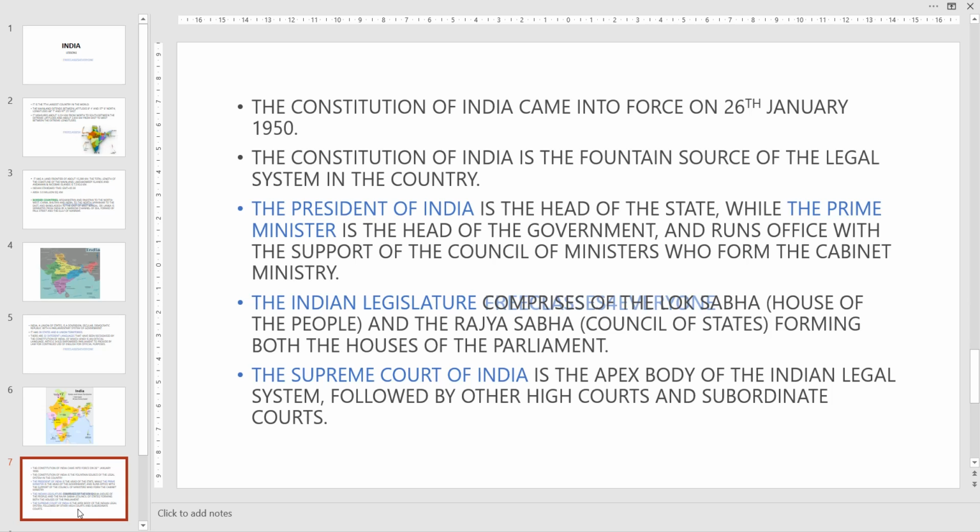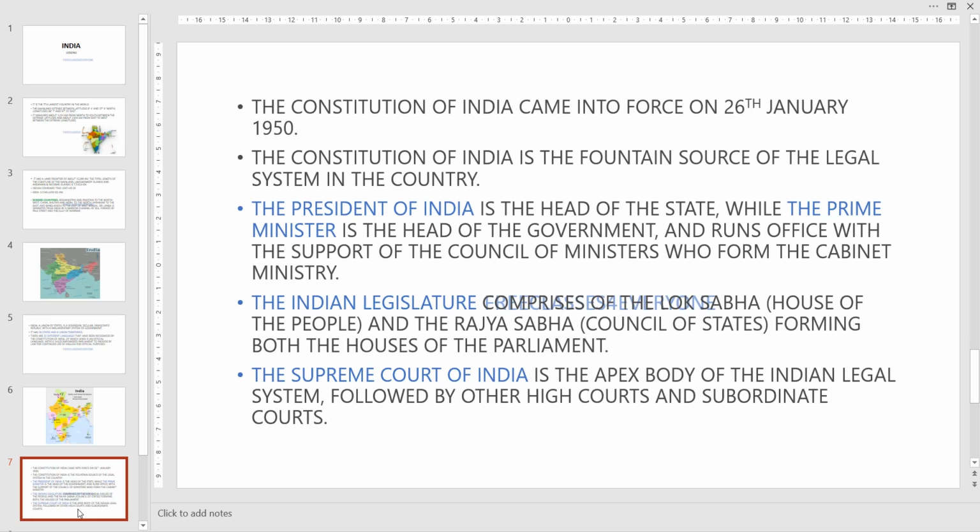Next, if you see the legislature, it will be having Lok Sabha and Rajya Sabha. These are the houses of parliament. Lok Sabha is also known as the House of the People, and Rajya Sabha is known as the Council of States.